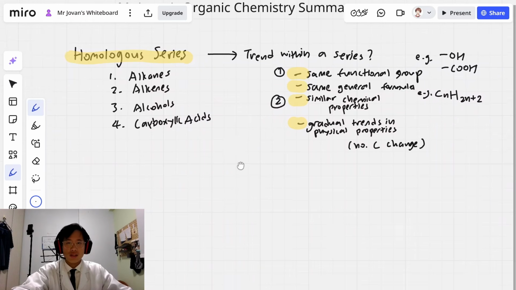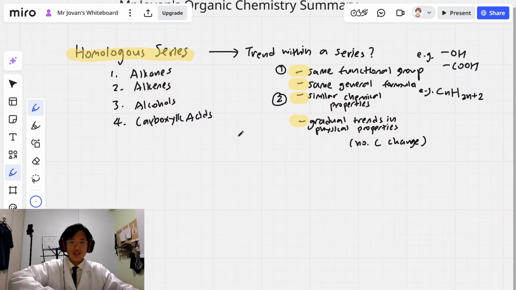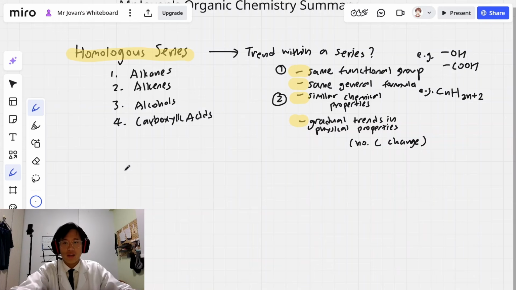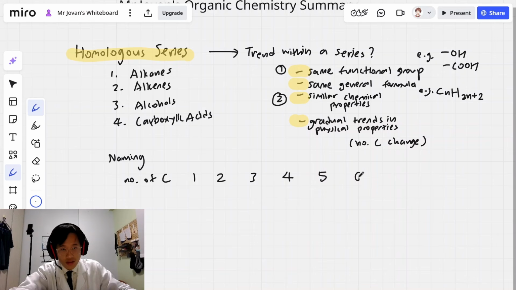All right, let's continue. Now that we learned about homologous series, let's learn a bit about the naming, the nomenclature, or we just call it naming. It's easier. As the number of carbon atoms increases, how do we name them? Let's focus on learning up to 6. Mainly 1 to 4 is the most important. 5 and 6 rarely get tested, but please be aware.